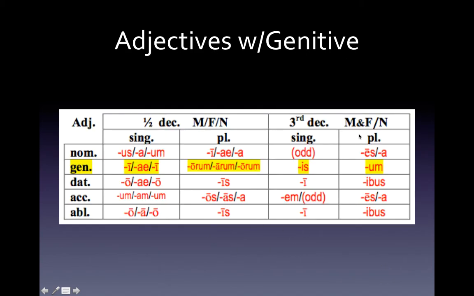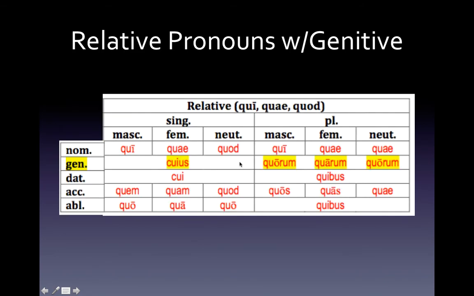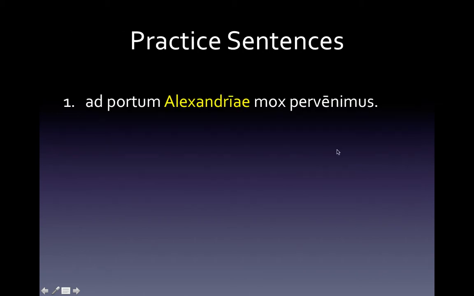All right, this is a quick look at our adjectives. So again, right across the top here, we have our new genitives. For the personal pronouns, again, these are our genitives. And for the relative pronouns, the genitives. All right, let's do a couple of practice sentences.